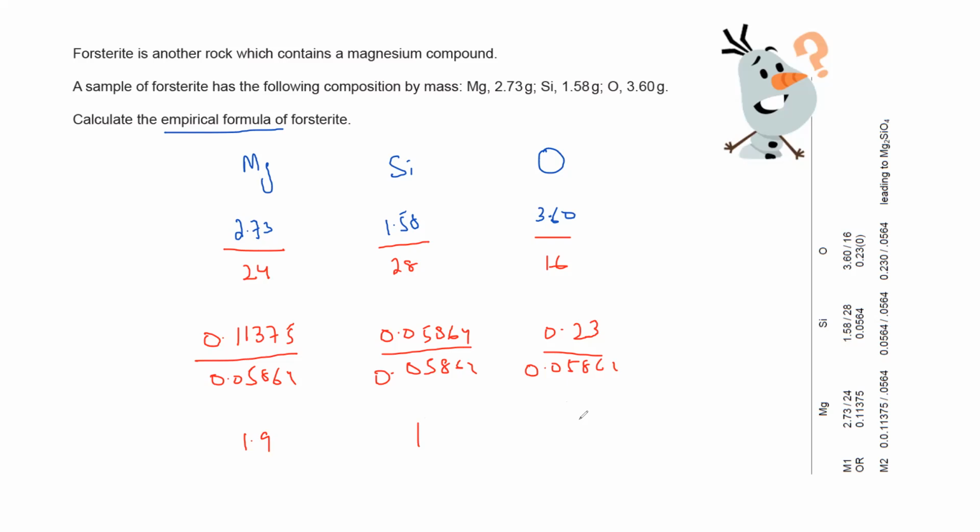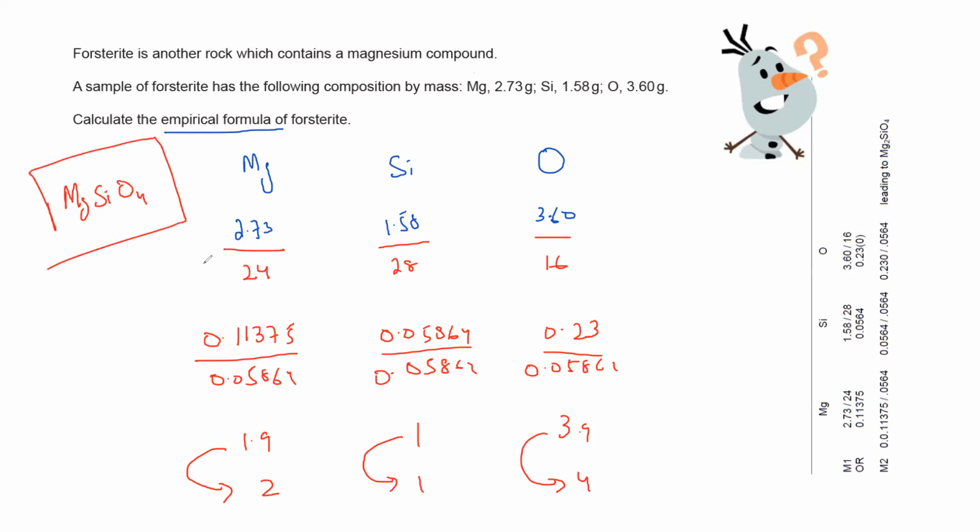0.23 divided by 0.05864, that's equal to 3.9. Like 1.9, 2.9, 3.9, we don't multiply, we just round it off to the nearest whole number. So this will be 2, this will remain as 1, and 3.9 will be 4. So what is the empirical formula? Is it clear, this example?